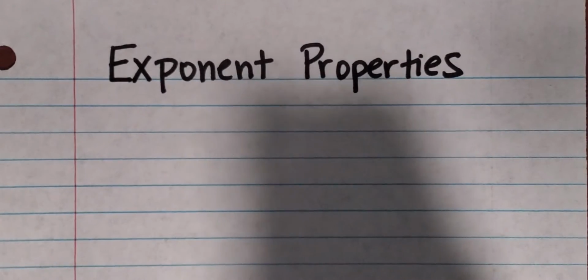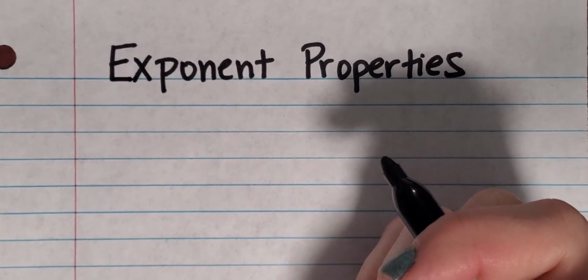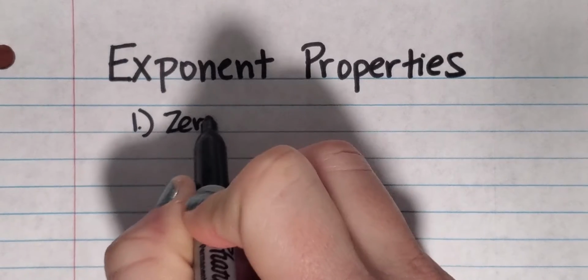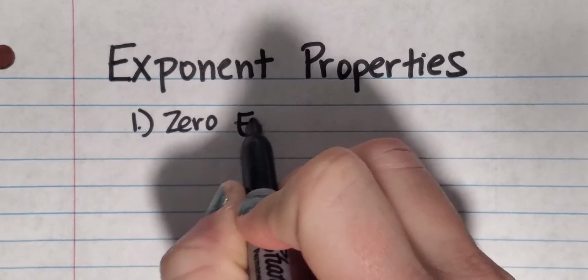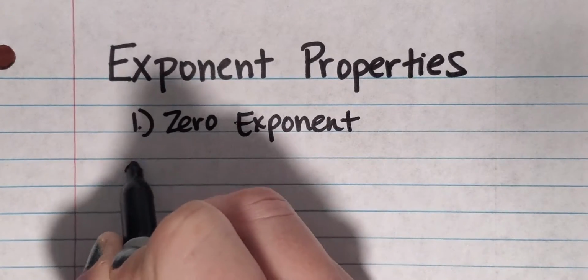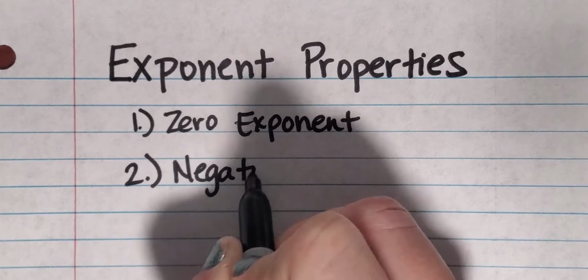There are 5 properties for exponent rules. So the first one that we have is when 0 is an exponent. We'll talk about these more in a little bit. The second one is when we have a negative exponent.